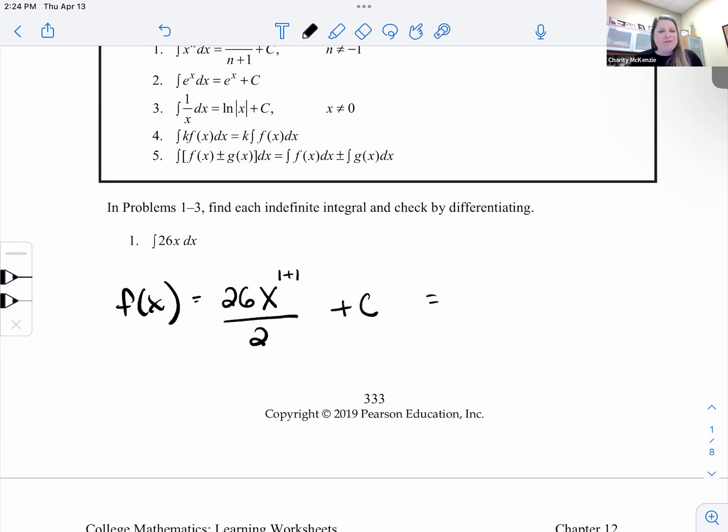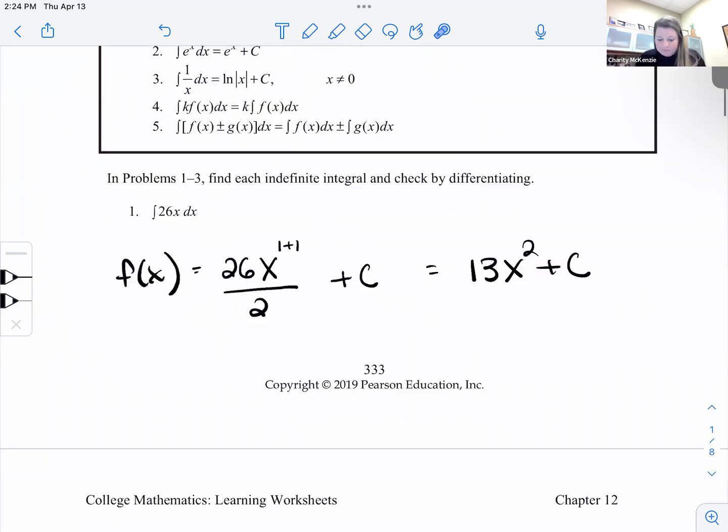So all we can really do is just simplify. Well, 1 plus 1 is 2, so x will be to the second power. 26 divided in half is 13. So my final answer would look like this. If I take the derivative of this, do I get back to my original? 2 times 13 is 26. This would drop down 1, so I am back to 26x. So we are doing derivatives and antiderivatives to double check our work. Plus c is on there.